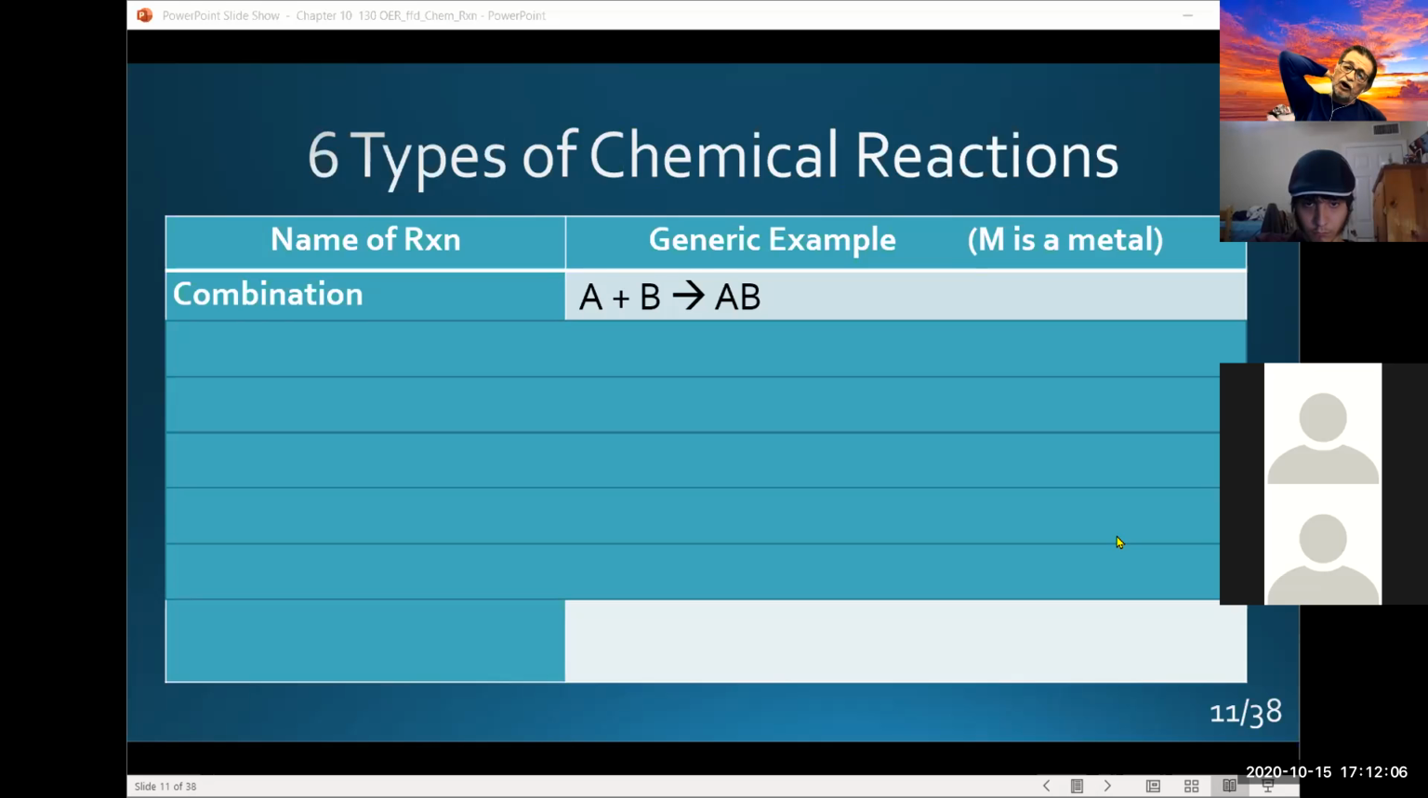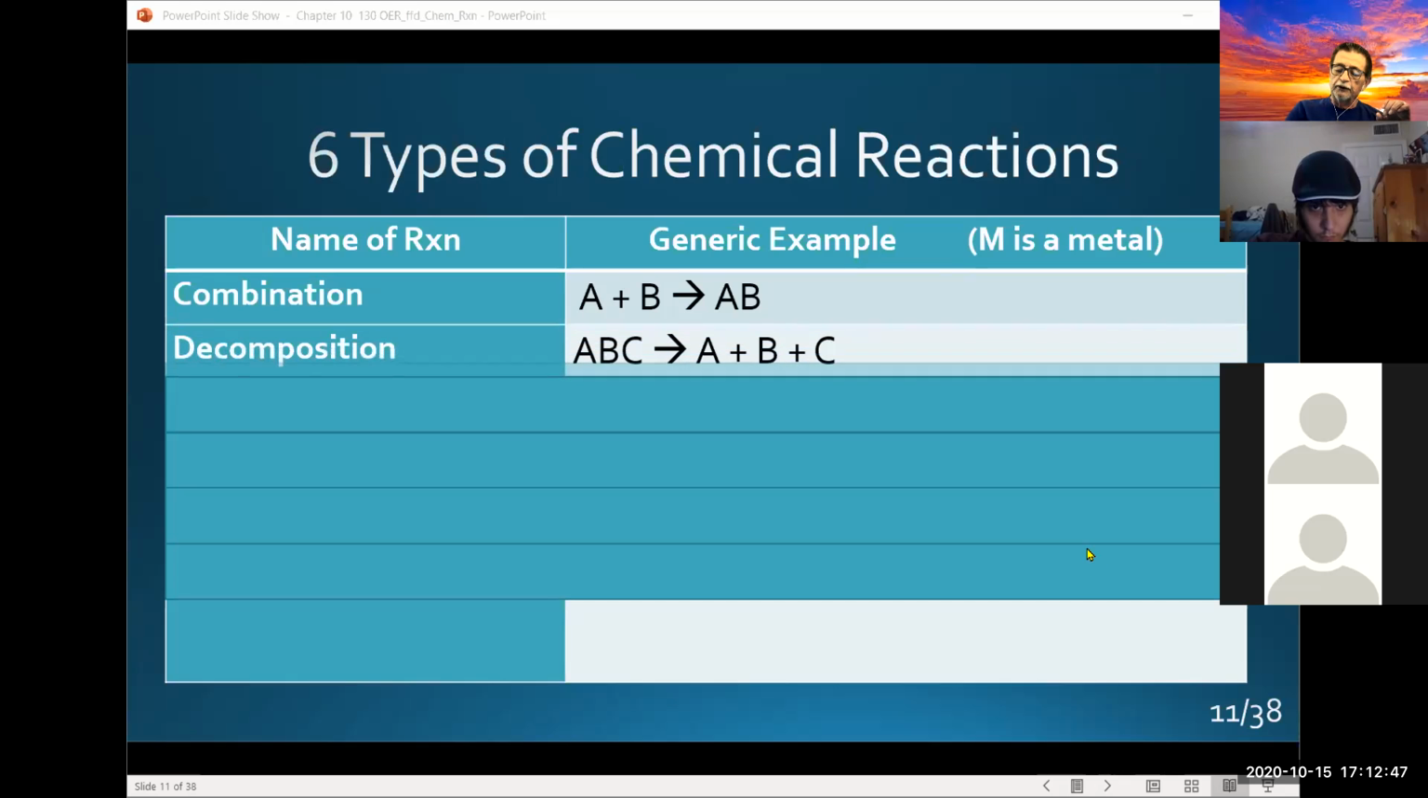The first type is a combination reaction. What's written here is a general formula where 2 elements, A and B, come together to form some molecule, some compound, AB. A classic example would be the reaction of hydrogen and oxygen. You ignite it, it goes boom, and you create water. Hydrogen and oxygen to create water. But normally, like I said, you have 2 elements that come together, at least 2 different elements, to create a whole new compound.